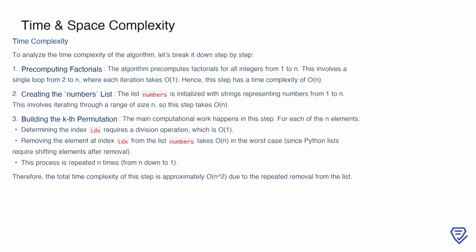The most computationally intensive part is building the KTH permutation. For each of the n elements, determining the index involves a constant time division operation. However, removing an element at a specific index from a Python list has a worst-case time complexity of O(n) because the remaining elements need to be shifted. Since this removal process is repeated n times as we construct the permutation, the total time complexity for this step is O(n squared). Together, these contribute to the overall time complexity of the algorithm.